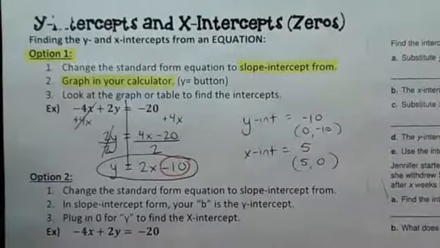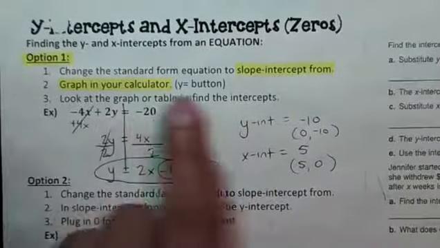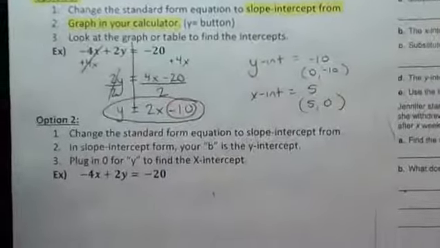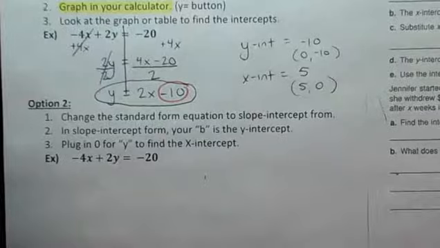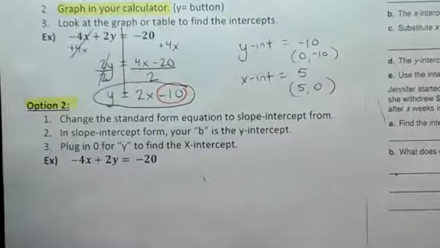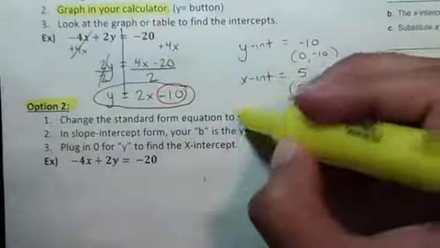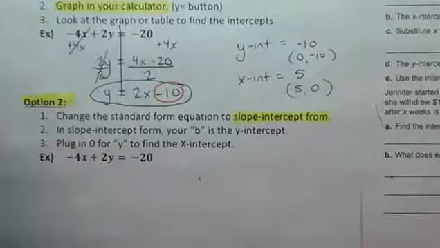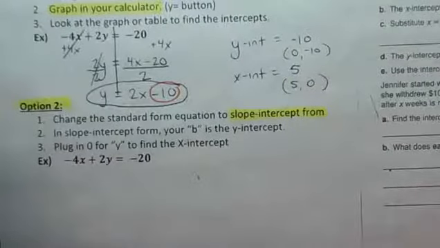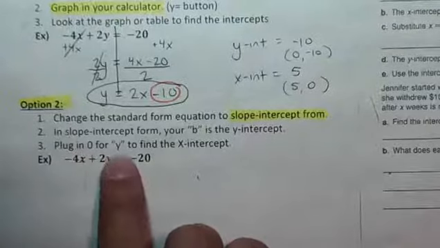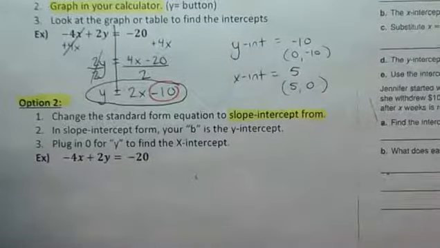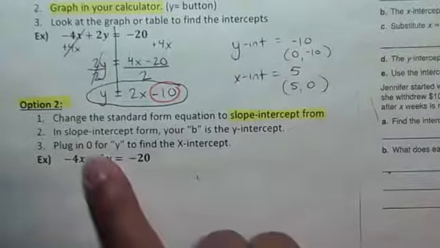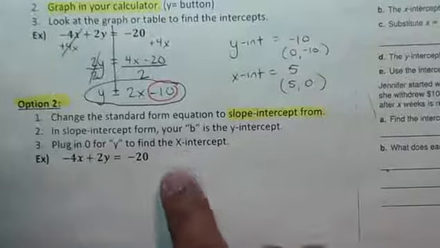Okay, so that's the first option on converting any standard form to slope-intercept form to figure out what the y and the x-intercepts are. Let's look at option 2. Okay, option 2, it says change standard form to slope-intercept form, so we're going to do the same thing we just did. Okay, in slope-intercept form, your b is the y-intercept, which is again what we just did. And then the last step is we're plugging in 0 for y to find the x-intercept. So we're not using our calculator here. Calculator is just an easy way to check. And what we're going to do is plug in 0 for y to find the x-intercept.